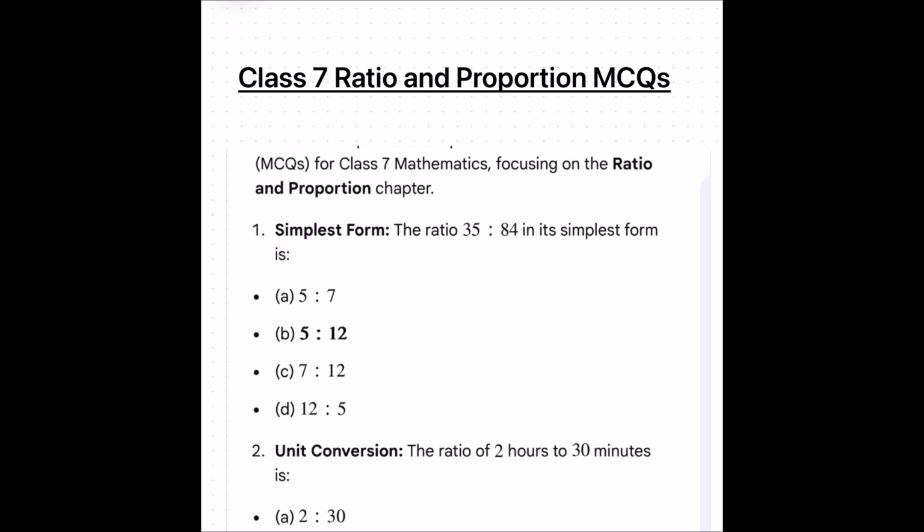The question is: the ratio of 35 is to 84 in its simplest form is. So let's write the ratio 35 is to 84, means 35 upon 84, and now we have to convert this into simplest form. To convert it into simplest form we need to find the common factor between the two numbers. Let's try 7 as the common factor. 7 times 5 is 35, 7 times 12 is 84, so 7 is the common factor. So our final answer will be 5 is to 12. So B is the correct option here.